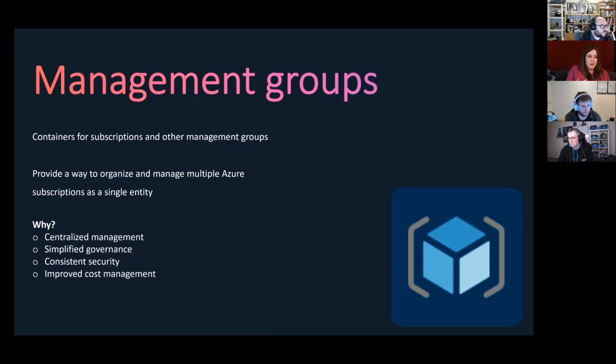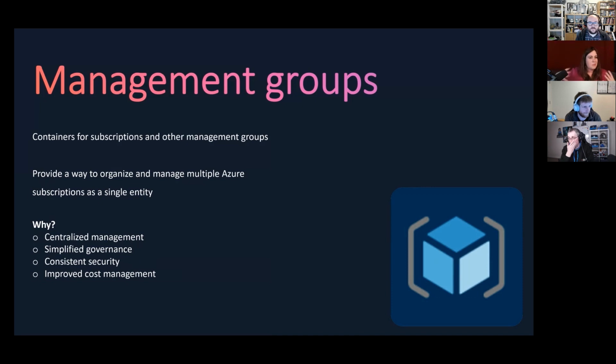In that case, it might be nice to have a management group per department so that we can group all of the subscriptions used by these teams into that one management group, so that we can really easily see, okay, this department is spending that and this department is spending that, for example. Management groups offer us centralized management. They can help with simplifying governance even more, having that consistent security. But all of these things also apply to subscriptions and resource groups already. So that's why I think we see fewer customers actually using this.